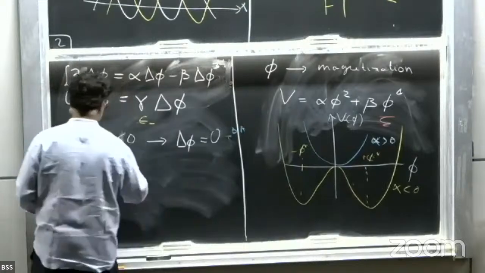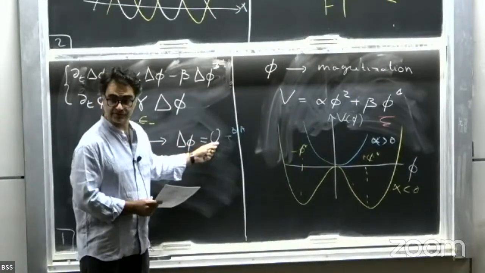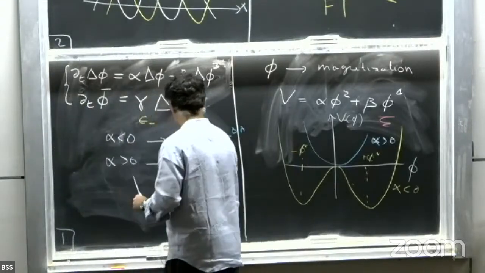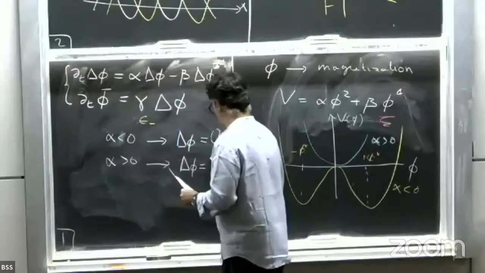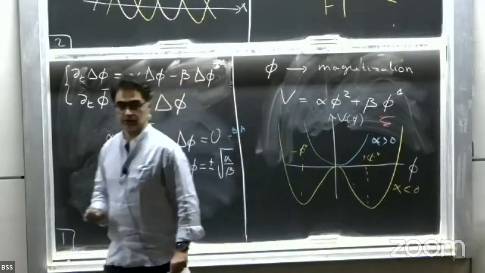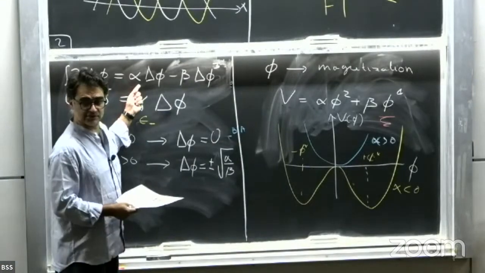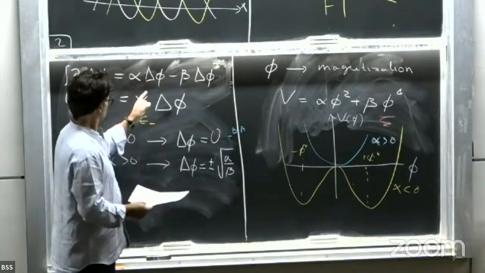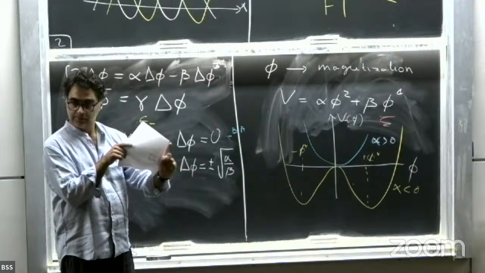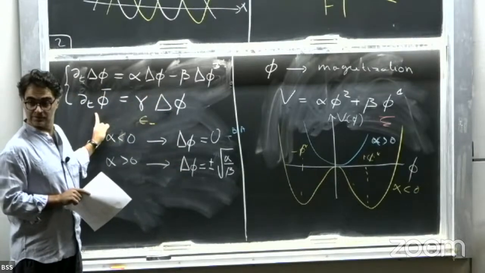So there are two possibilities. If alpha is less than 0, there's delta phi equals 0. If alpha is greater than 0, there is a solution that is given by delta phi equal plus or minus square root of alpha over beta. In other words, for some choices of this parameter, they will be on top of each other. But if they're on top of each other, the speed will be 0.